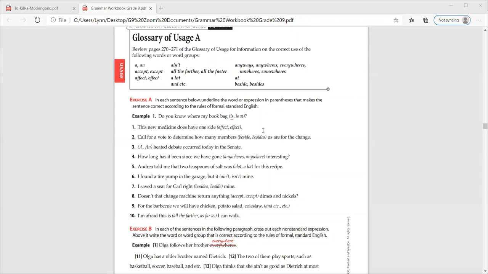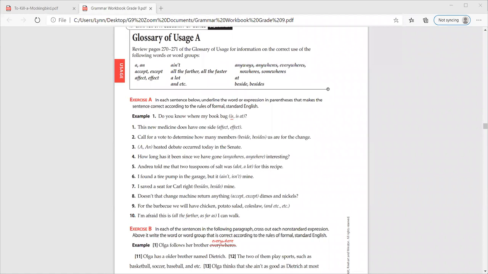All right, so today we're going to start a new chapter in grammar, and it's going to be chapter 9, a glossary of usage. I do not have my textbook downloaded on the computer, so you will have to read along with me in your textbook, okay? It's on page 268. Actually, I will start on page 269. Okay, you can see where it says about the glossary.